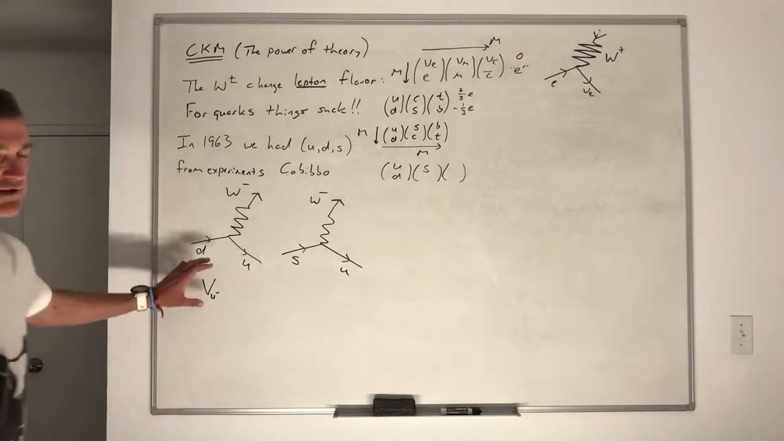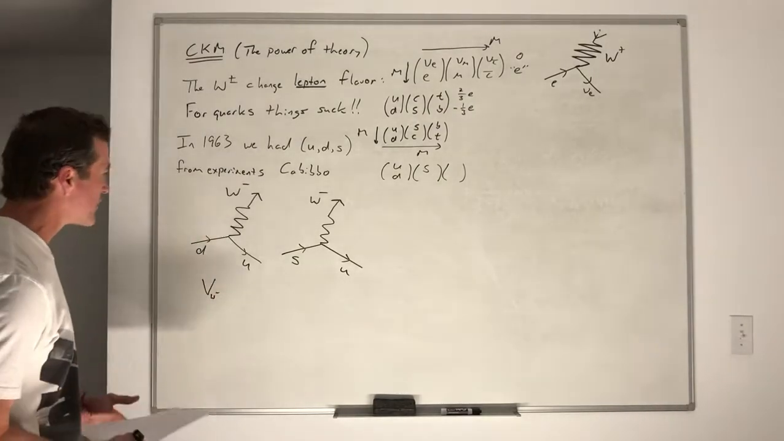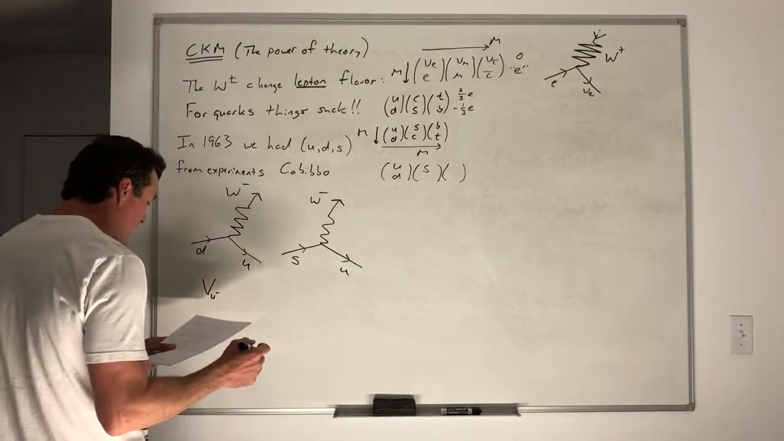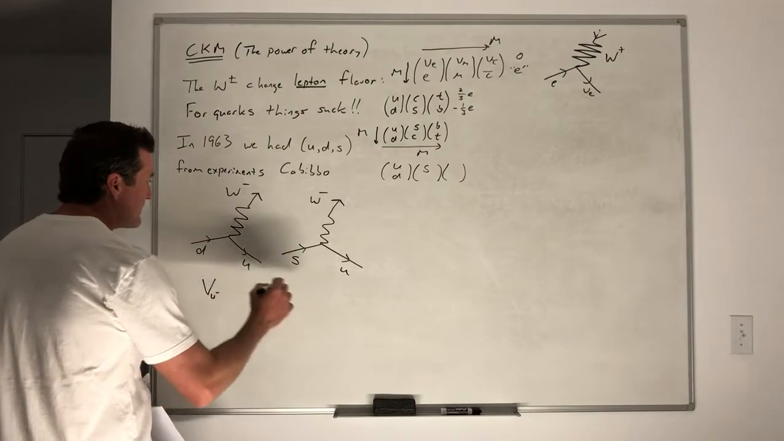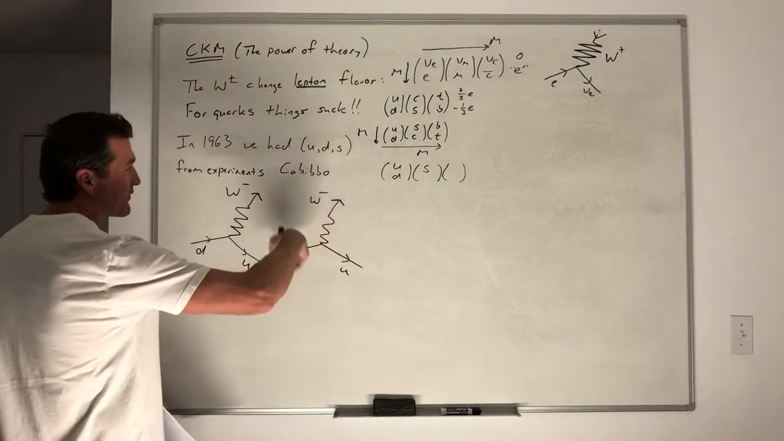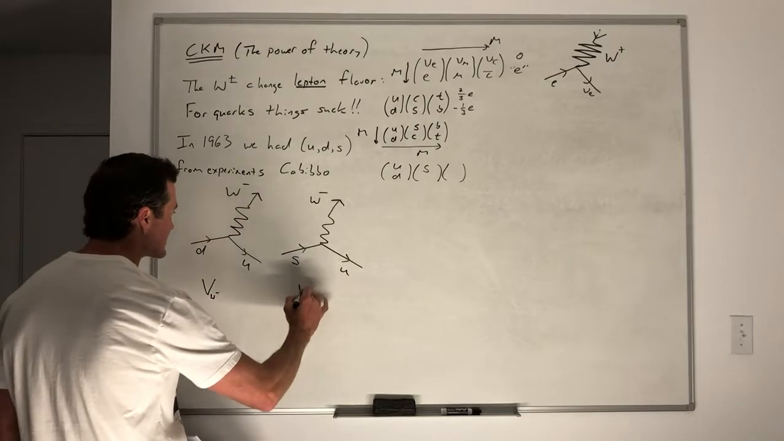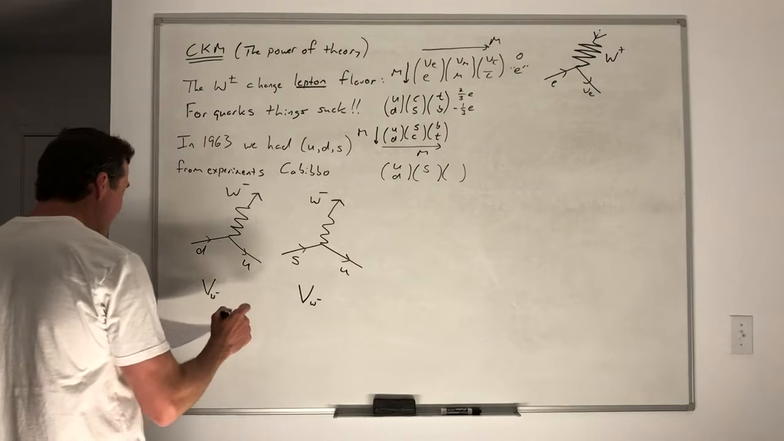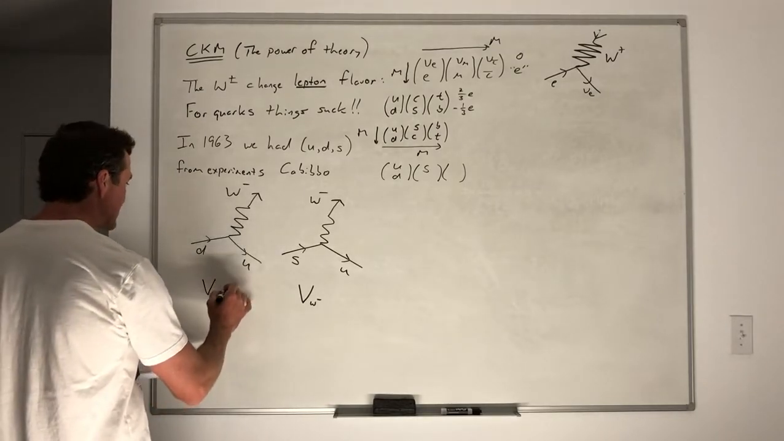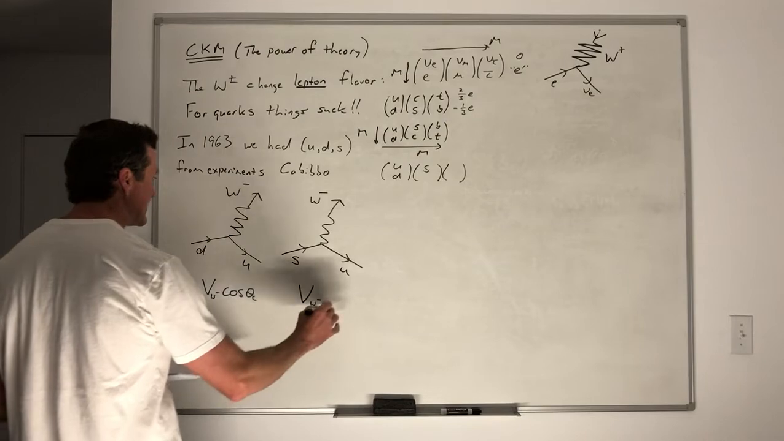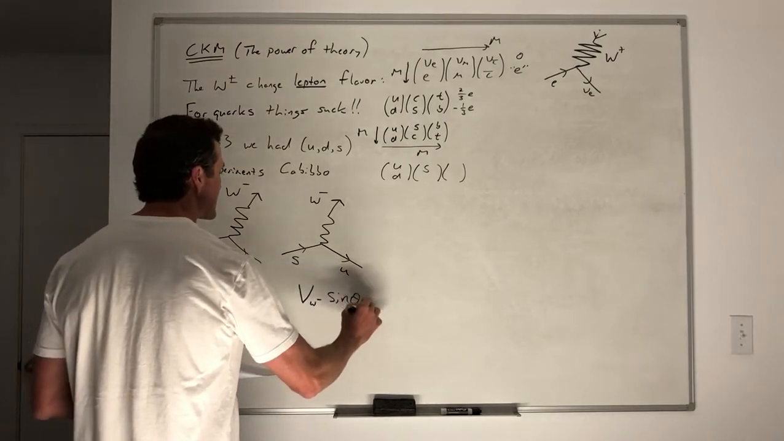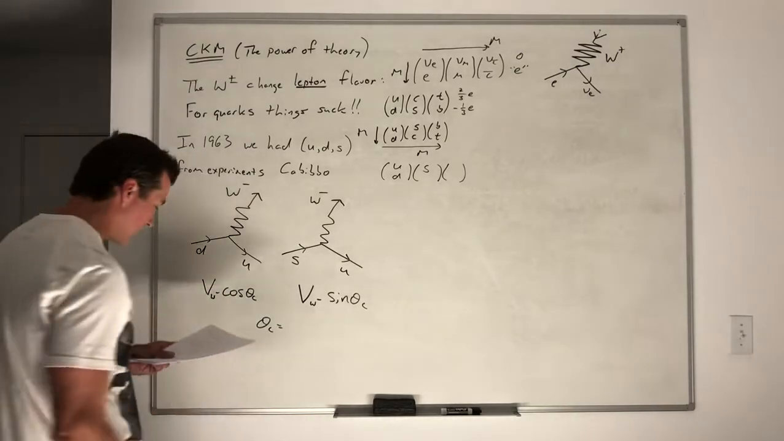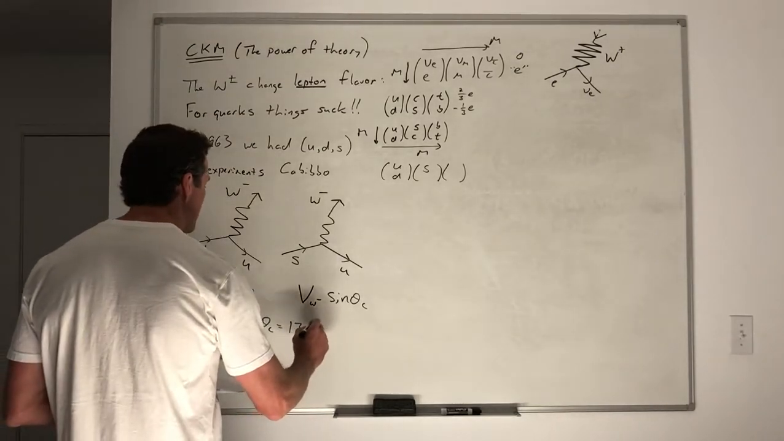I actually have the expression for this in the notes, but I don't want to start writing it right now because it's complicated, and we're going to talk about that more next time. But it turns out that the vertex operator that you put in here is exactly the same, except there's a factor which differentiates these. This has a factor of cosine theta c, and this has a factor of sine theta c, where theta c, which is of course the Cabibbo angle, is 13.5 degrees.